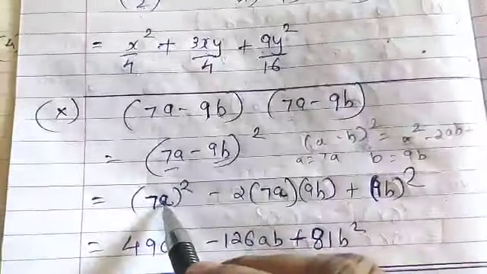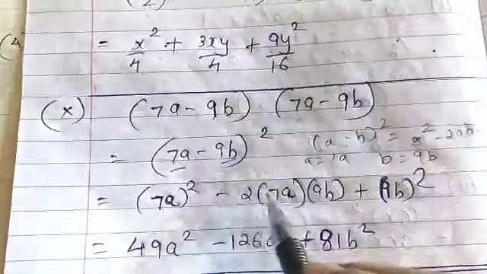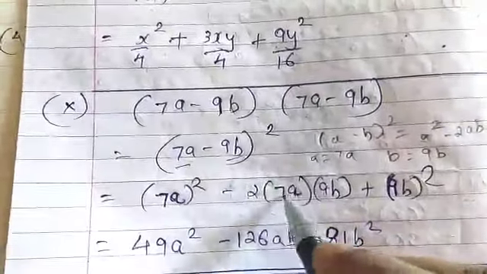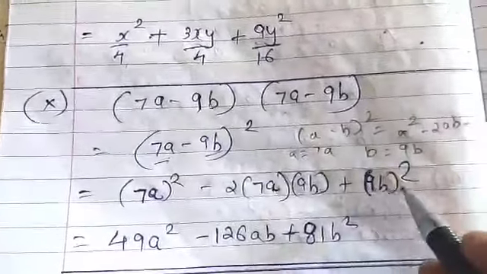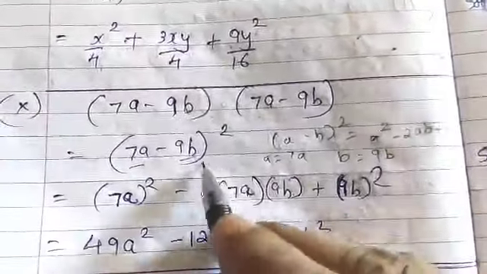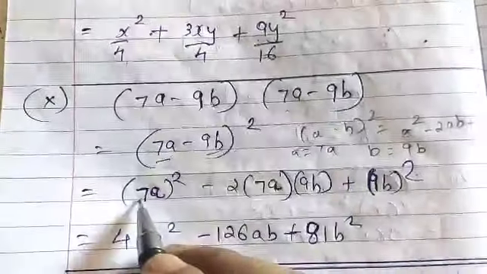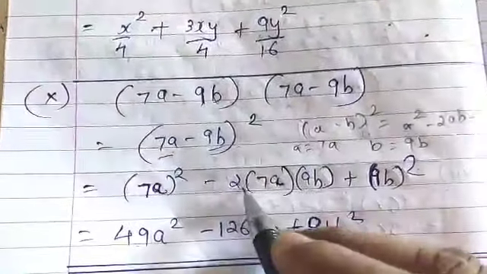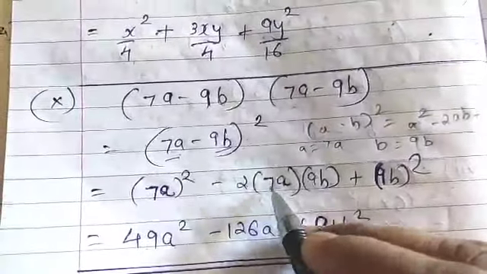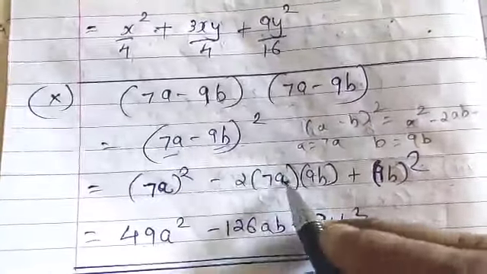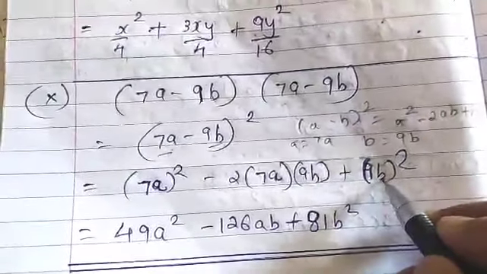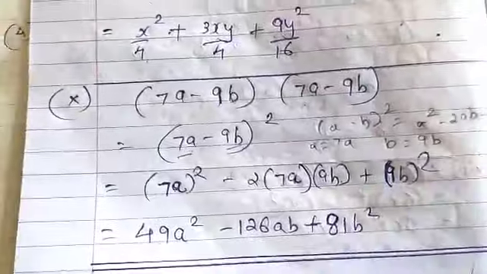Now the square of 7a, that is a square, minus 2ab, 2 you have to multiply with both the terms, that is 7a into 9b, plus b square. Plus b square means here the value of b is 9b, plus b square. Now the square of 7a is 49a square. 2 7s are 14, 14 9s are 126. a into b is ab. Then the square of 9 is 81. The square of b is b square. 81b square.